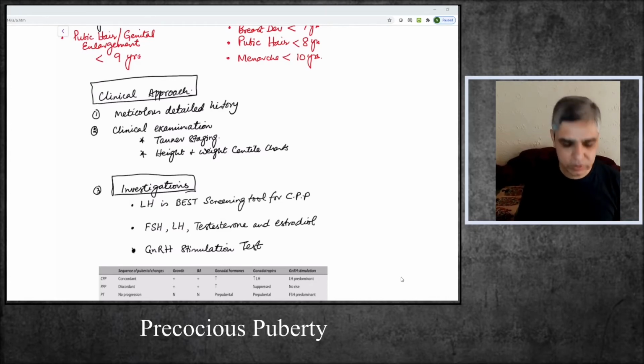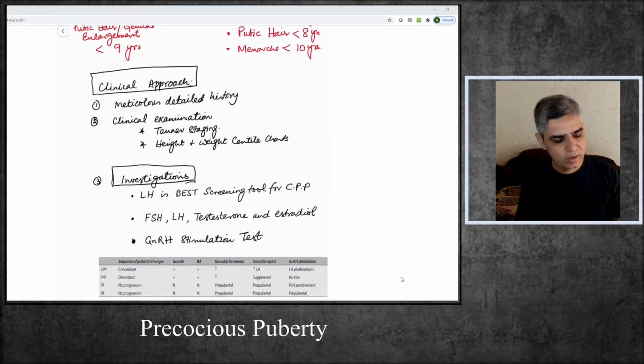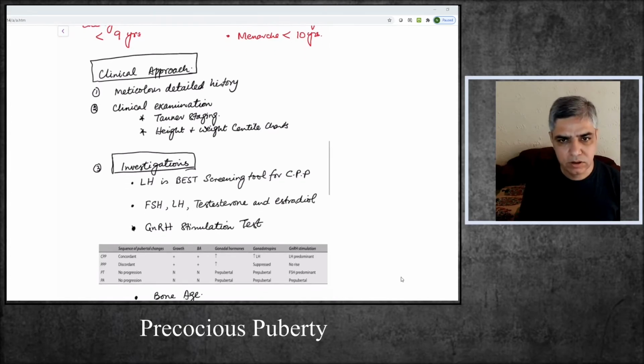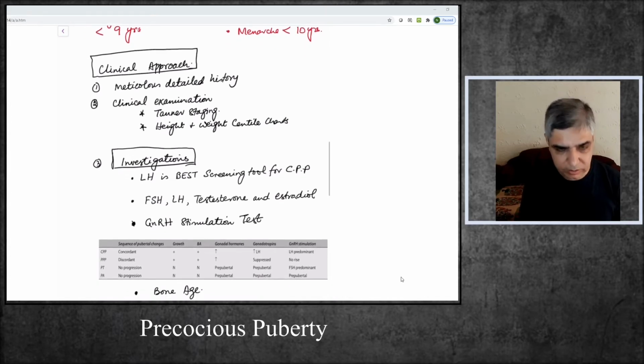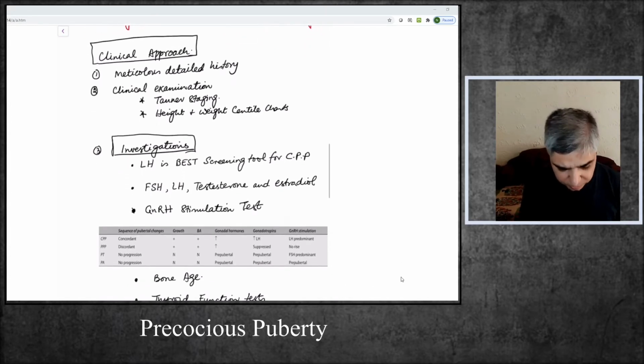It's also very important that you plot their height and weight centile charts, because if puberty is associated with increased height, usually you're thinking about the central causes. If it is just associated with weight, not height, you might be thinking of peripheral or gonadotropin independent precocious puberty. So it's very important to plot proper height and weight centile charts for the child that you are examining. Now coming down to the investigations.